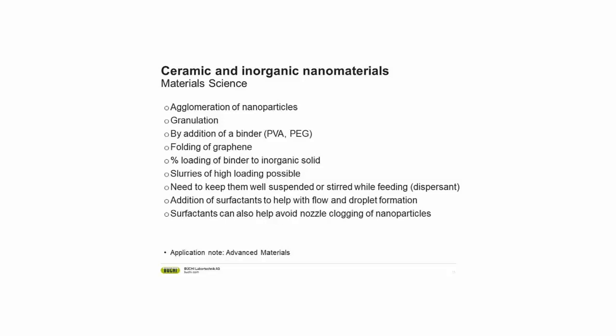You will need to determine the percentage of binder compared to your solid. Usually you will want to have the highest loading possible, but you'll have to be careful because of the amount of binder you need. It might be too viscous to go through your spray dryer. You may need some additional surfactant for the flowability and the droplet formation, and also to avoid nozzle clogging.